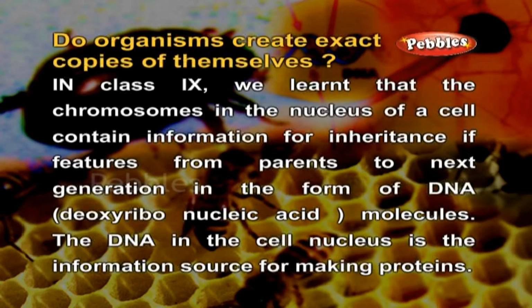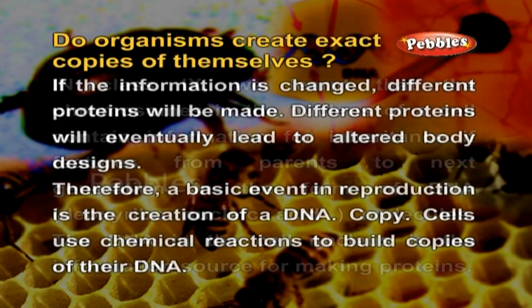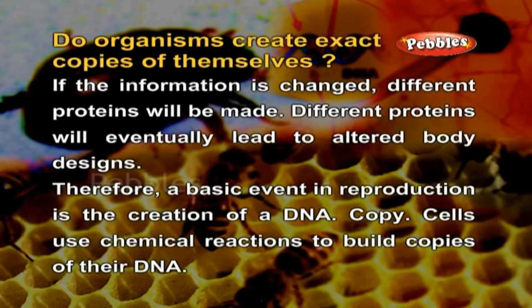The DNA in the cell nucleus is the information source for making proteins. If the information is changed, different proteins will be made. Different proteins will eventually lead to altered body designs. Therefore, a basic event in reproduction is the creation of a DNA copy. Cells use chemical reactions to build copies of their DNA.